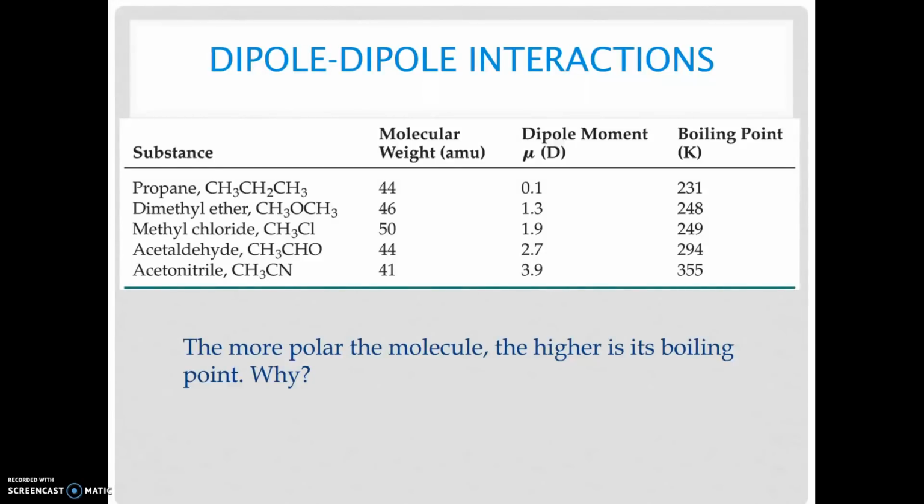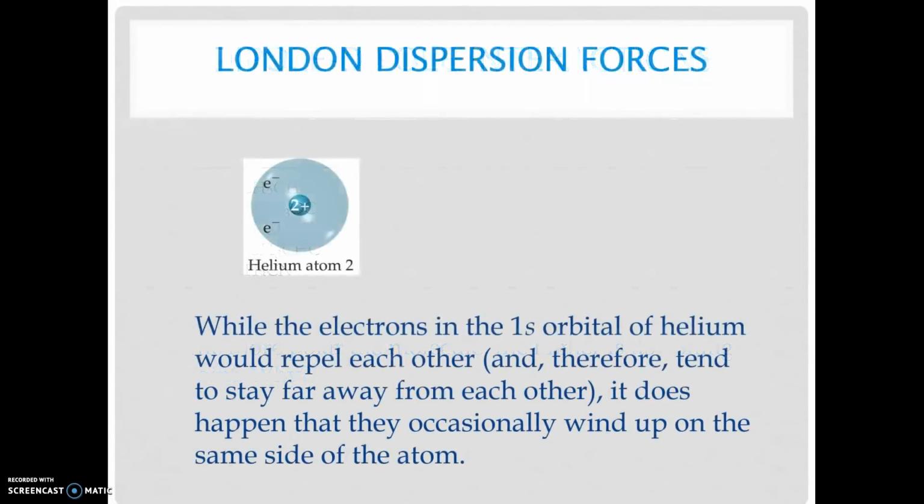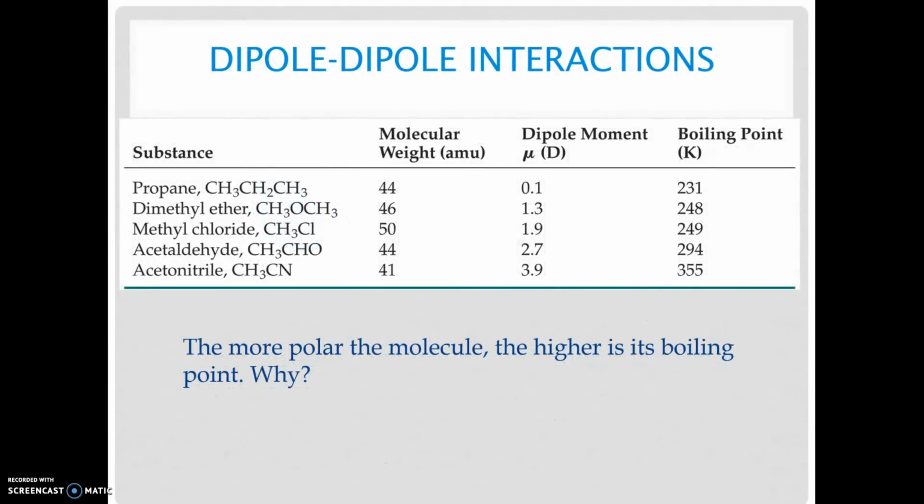Now, the more polar the molecule, the higher its boiling point. Why would that be? Because you have a stronger attraction to each other. So here you can have these dipole moments, and they're increasing, and so their boiling point is as well, because the more polar something is, that means it has a stronger partial positive or a stronger partial negative. Think of it as like a stronger magnet.